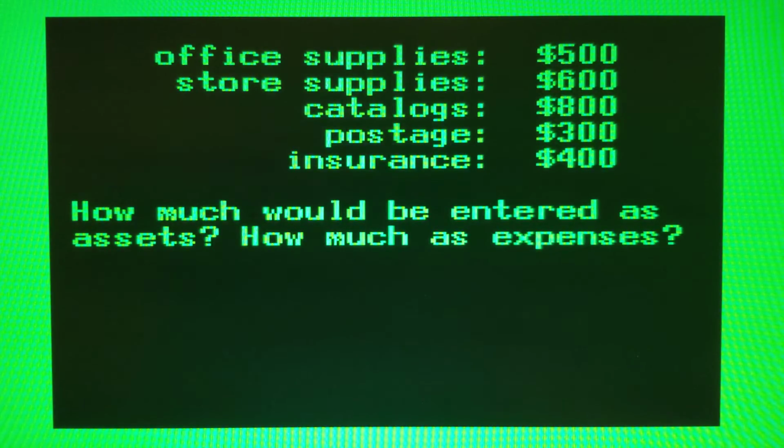In the asset method of prepayment accounting, if one day the firm bought $500 worth of paper, envelopes, ballpoint pens, and other office supplies, $600 of shipping bags, boxes and oils, cleaners and other store supplies, $800 of special catalogs and circulars, $300 of stamps and postage meter deposits, and paid $400 for a new insurance policy, how much would be entered as assets and how much as expenses on that first day?